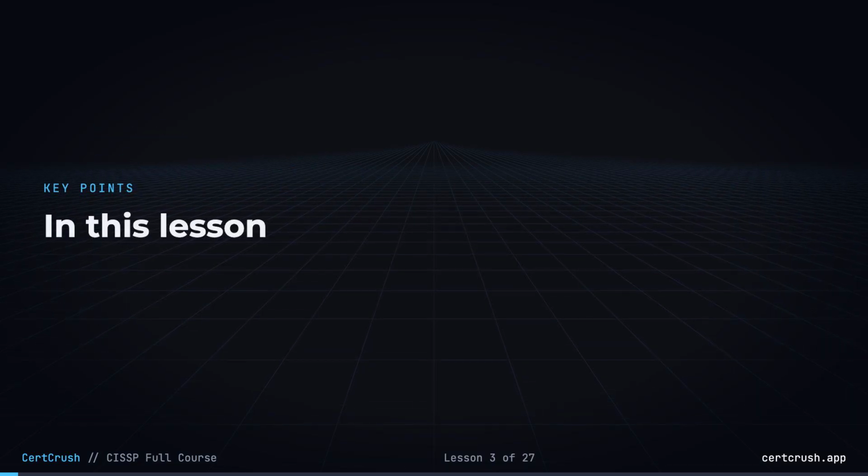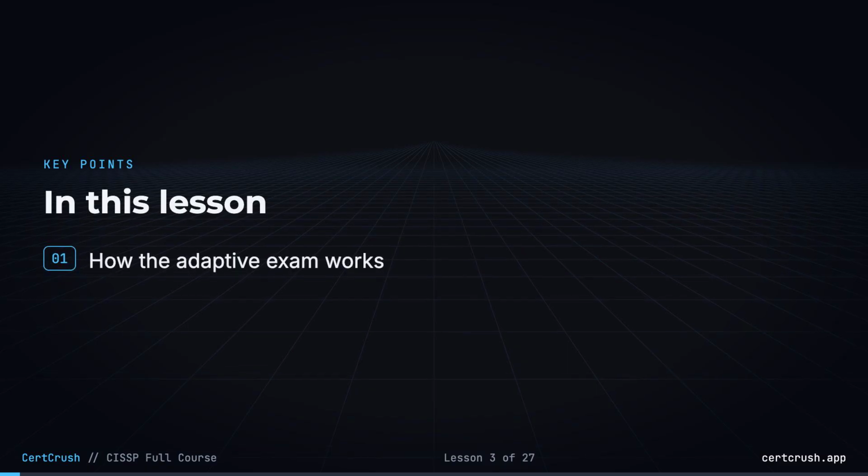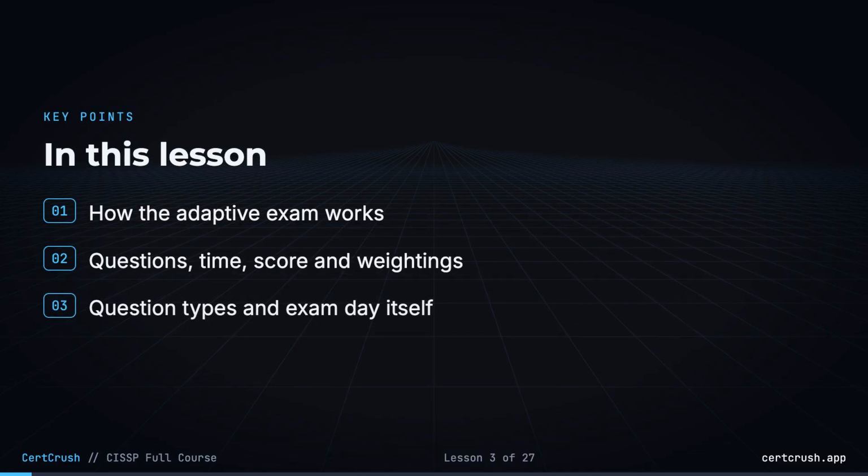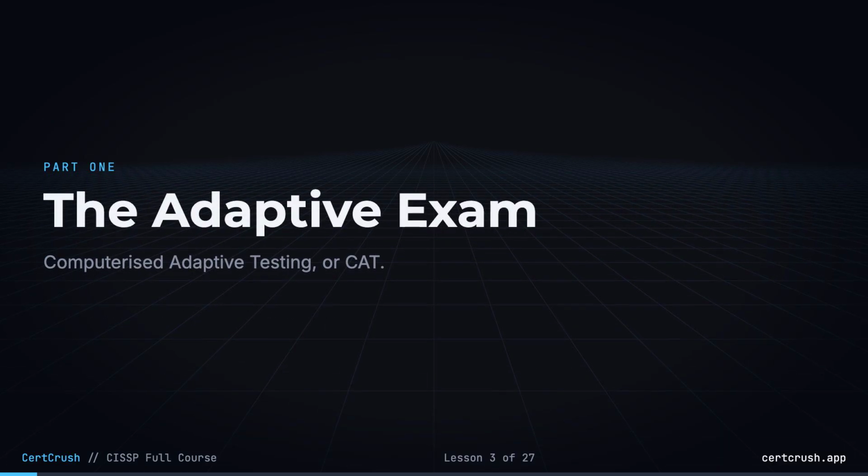In this lesson, you'll learn 3 things. First, how the adaptive exam works and why you can't revisit a question. Second, the question count, time limit, and the scaled score you need to pass, along with the 8 domains and their weightings. Third, the kinds of questions you'll face, and exactly what happens on exam day, from check-in to results. Let's start with how the adaptive exam works.